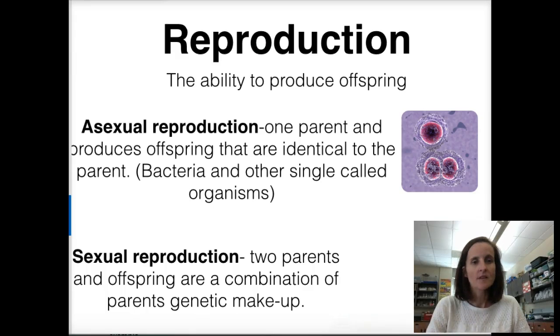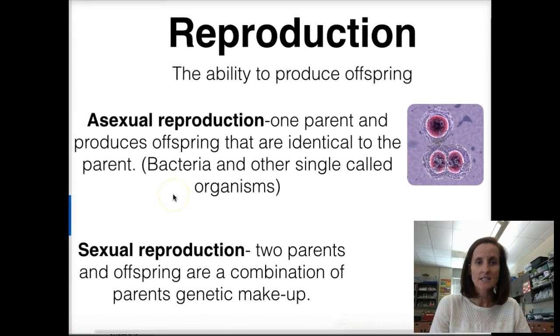Reproduction. The ability to produce offspring is definitely a necessary component of being alive. Your species is not going to survive very long unless you can produce more of you. There are two types of reproduction. There's asexual reproduction, which is for bacteria and single-celled organisms. This is reproduction where there is only one parent, and it produces offspring that are identical matches to the parent.